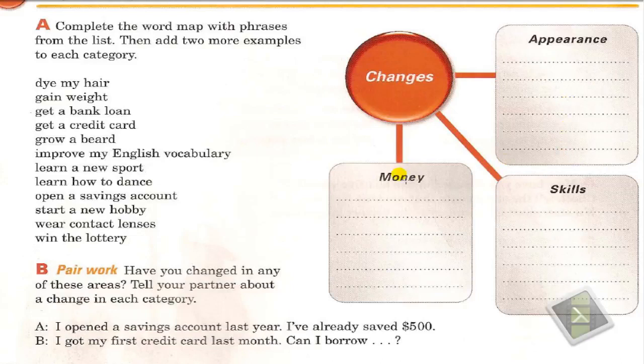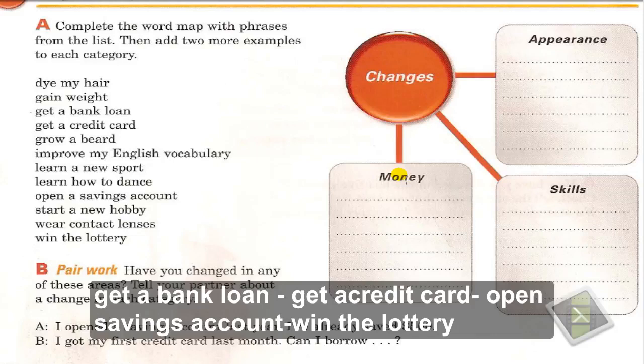Money. Get a bank loan. Get a credit card. Open a savings account. Win the lottery.